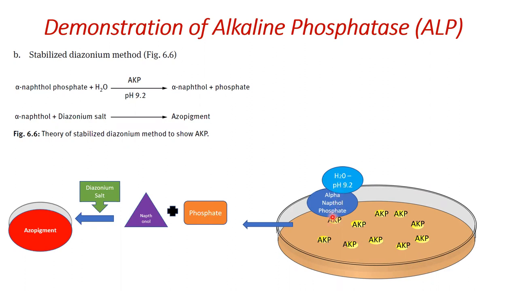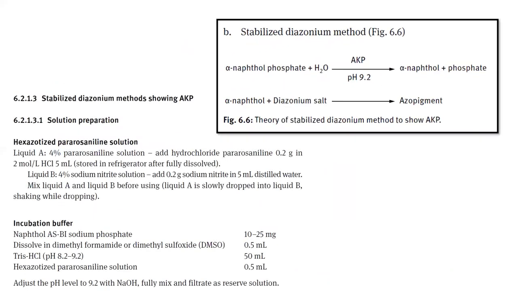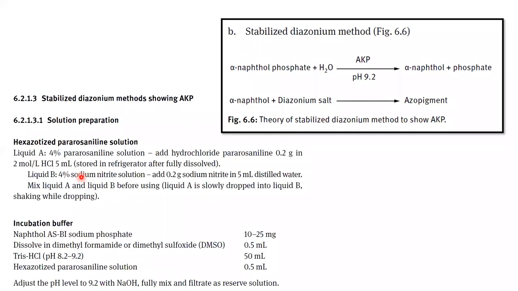The alkaline phosphatase enzyme breaks down naphthol phosphate. Now this naphthol is subsequently reacted with a diazonium salt to get the azo pigment, right? So this is the basic principle of alkaline phosphatase. Here are the preparations of various solutions, buffers, and the substrate solution.